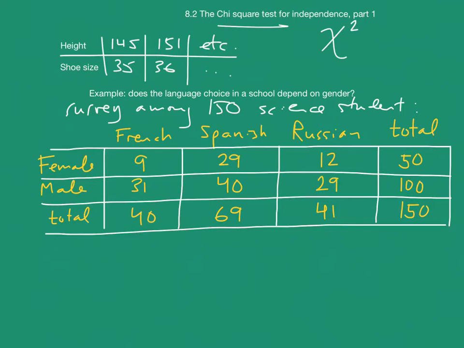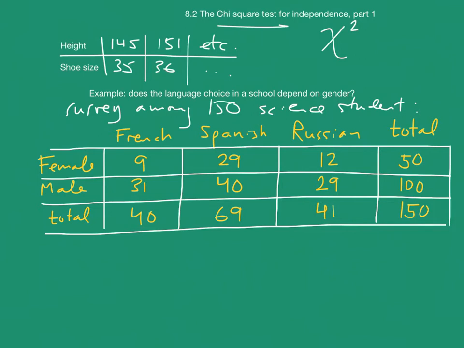Now, by looking at the numbers, we can see that it looks as if there is a difference between men and women and these courses. But what we can use the chi-square test for is to check if this difference is a coincidence or is this a significant difference. Is it the case that language choice really depends on gender, or are these insignificant differences?